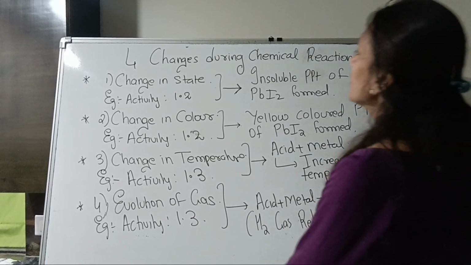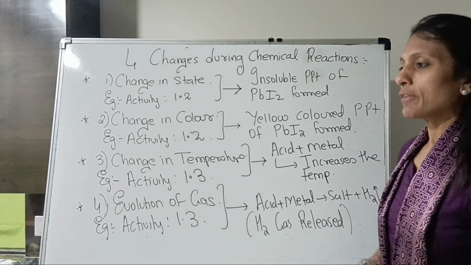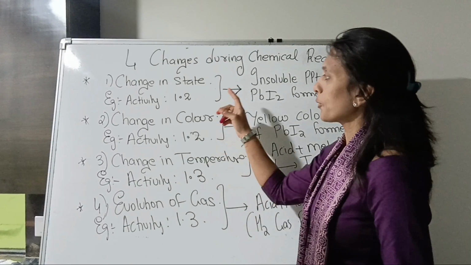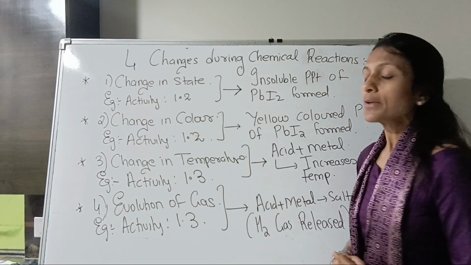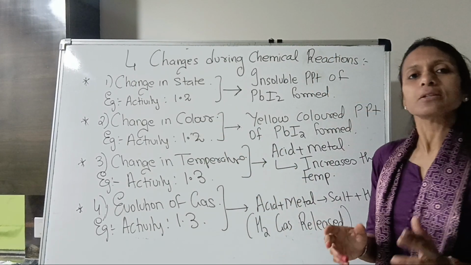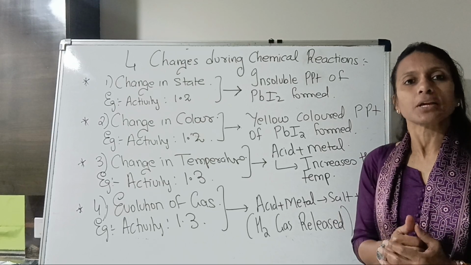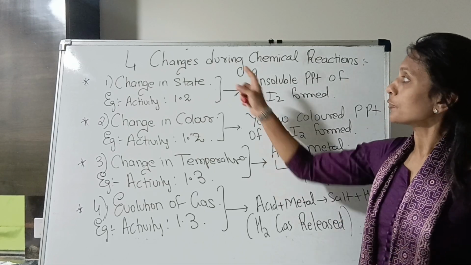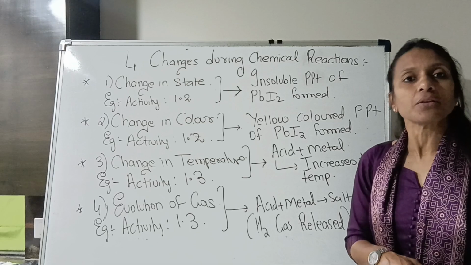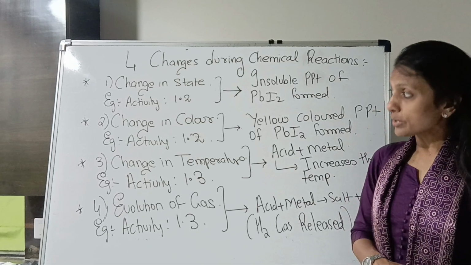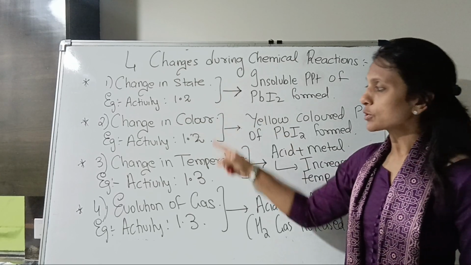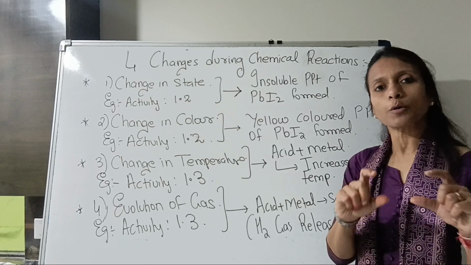Welcome back, children. Now we start with, so we have understood by doing activity 1.1, 2 and 3 how you can detect that a chemical change or a chemical reaction has taken place. So here are the 4 changes we see during a chemical reaction, right? Children, you need to learn these 4 changes with one example of each.